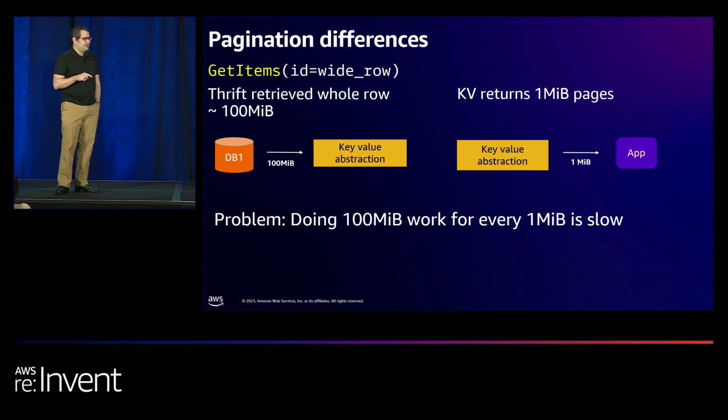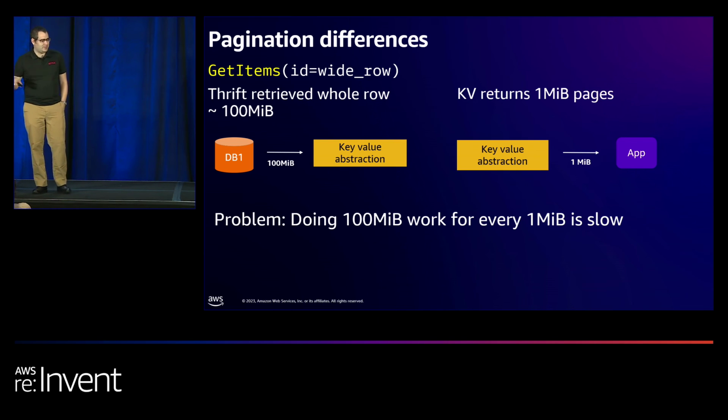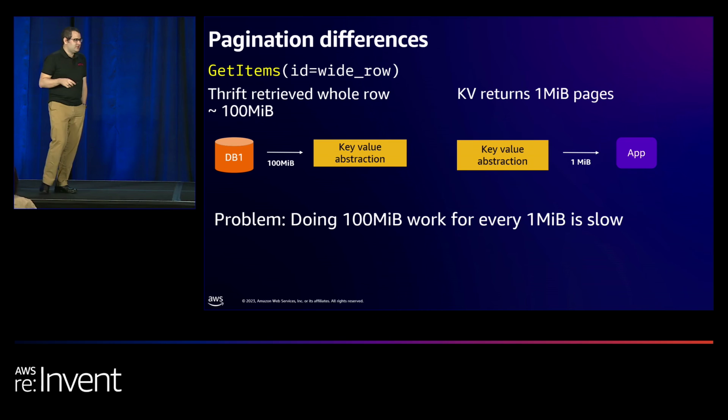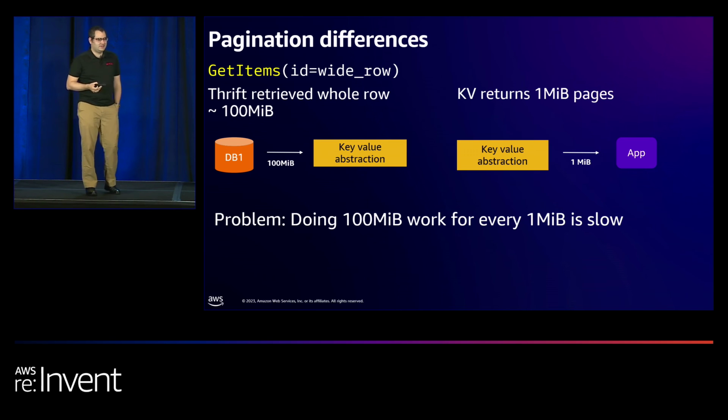So this meant that we were doing 100 megabytes of work times 100. For each page, the key value server was retrieving 100 megabytes out of the backend data store. So like, accidentally quadratic, kind of a bummer. So this also failed our canaries.